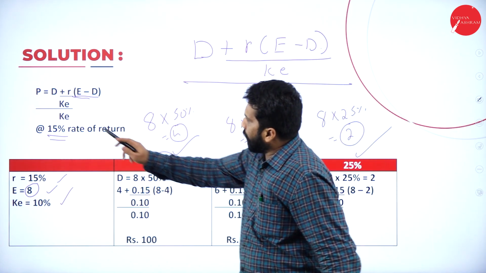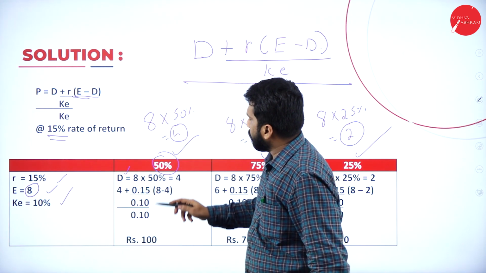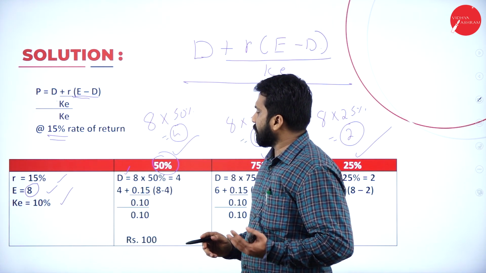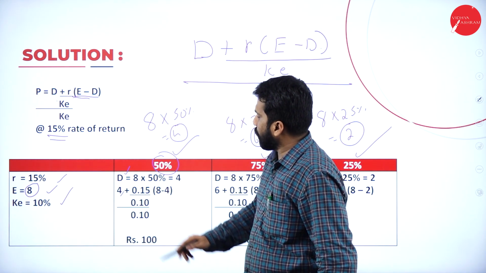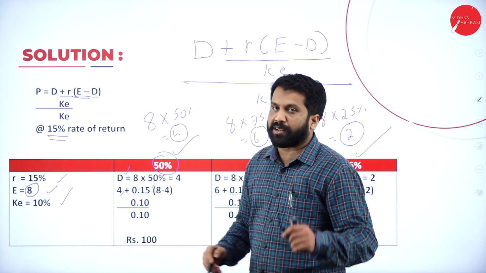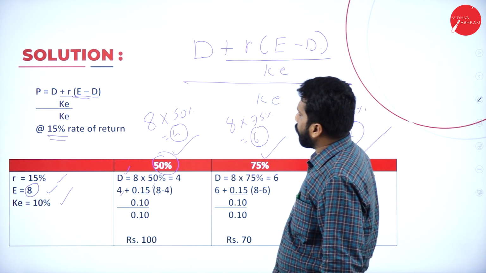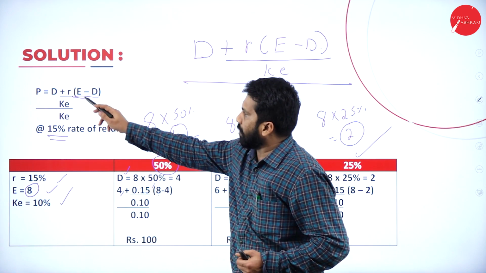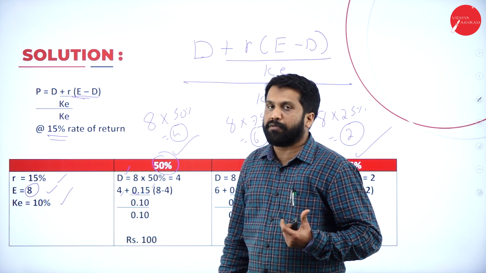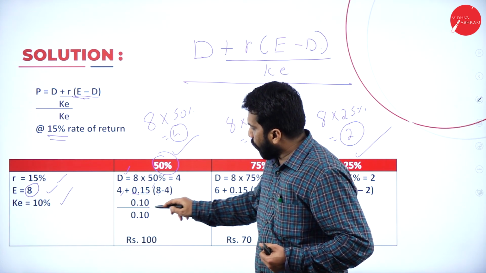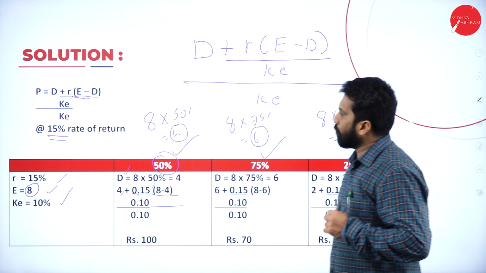Now see, wherever you have D, it is 4. And wherever you have R, R means your rate of return. R means 15%, we can call it 0.15. And E minus D is 8 minus 4, where 8 is your earning and dividend is 4, divided by the cost of equity, 10%, 0.10, whole divided by 0.10. Clear?